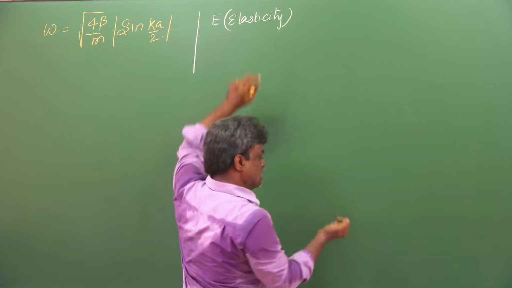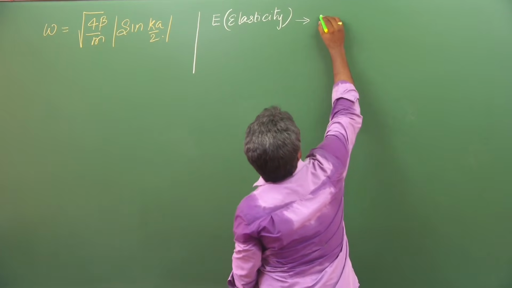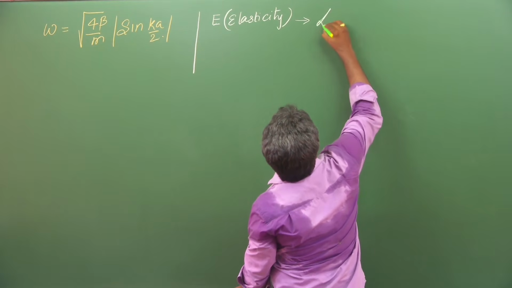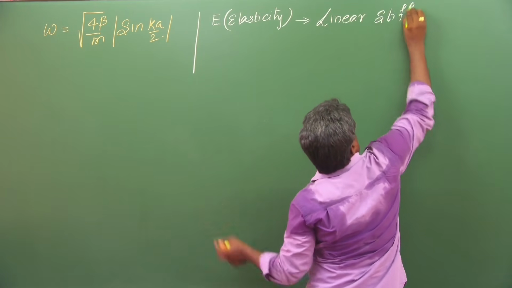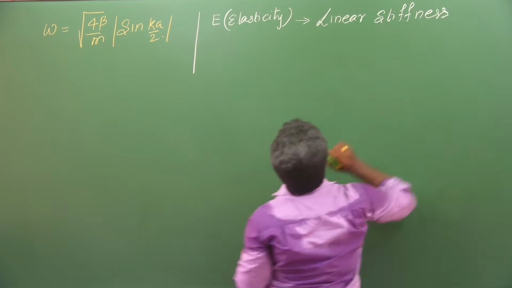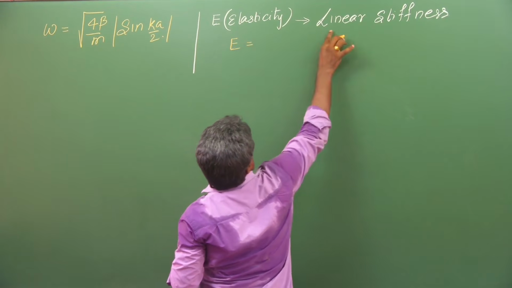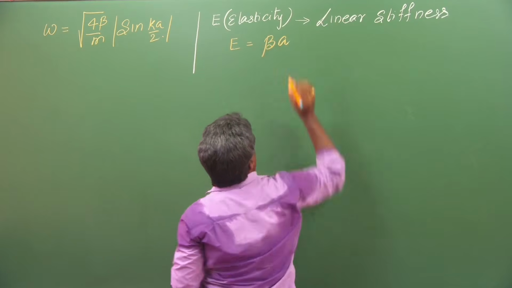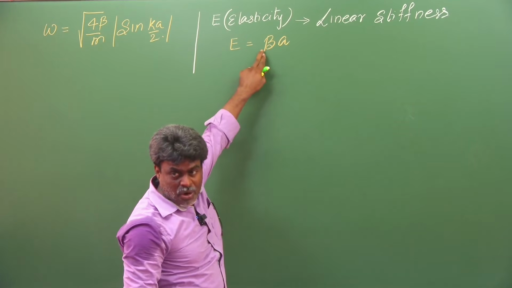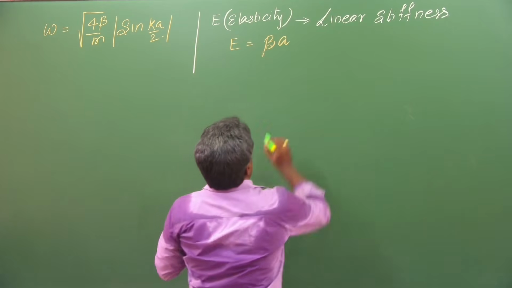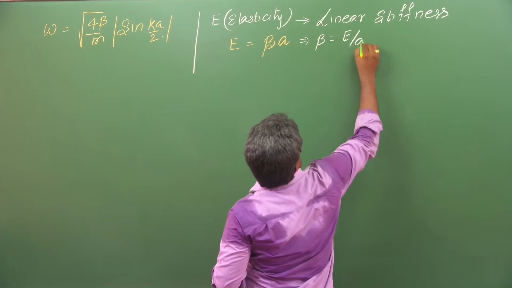What is the definition of this modulus of elasticity? This is called stiffness. But here we are talking about 1D, that's why it is called linear stiffness. The linear stiffness is defined as E equal to beta into a, where a is the lattice parameter. The stiffness constant is beta, the force constant. From this we know what beta is.